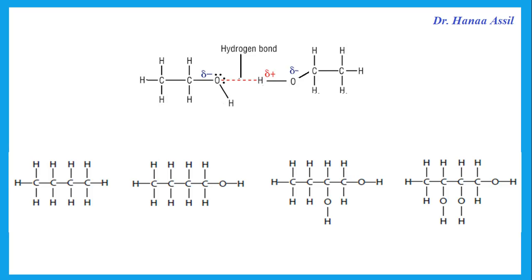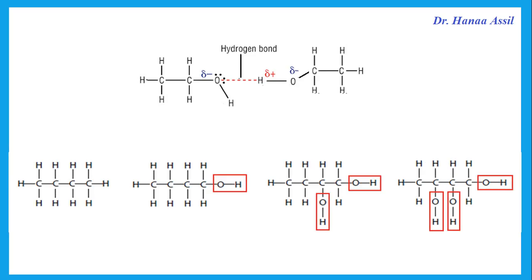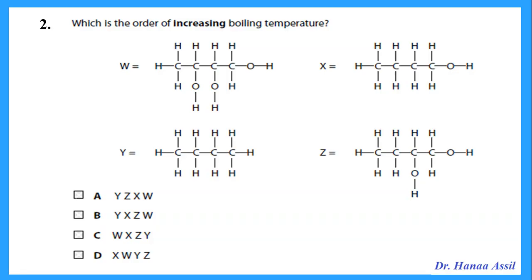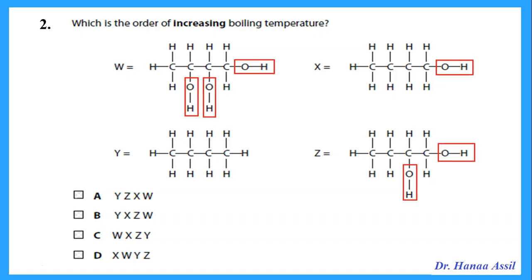Now, some alcohols have more than one OH. The more the OHs, the higher the boiling point, since each molecule in this case can make more than one hydrogen bond. So, for example, which is the order of increasing boiling temperatures in these molecules? Of course, the one with the lower boiling point would be the alkane, and then the one that has one OH, and then the one that has two OHs, and then the one with three OHs would have the higher boiling temperature.